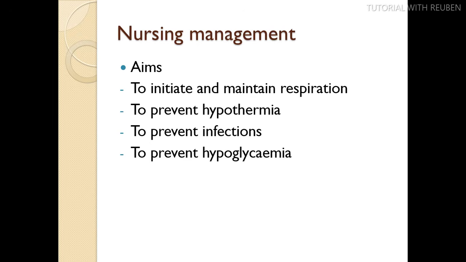so we've discussed all these 4 points on our nursing aims, which is to initiate and maintain respiration, where we talked about the ABC, to prevent hypothermia, to prevent infections, and to prevent hypoglycemia. So that is the immediate care. In our next video, we're going to be talking about the subsequent care that follows after you do the immediate care.